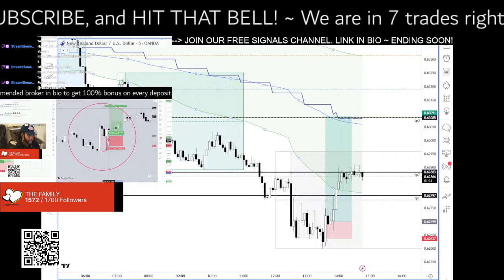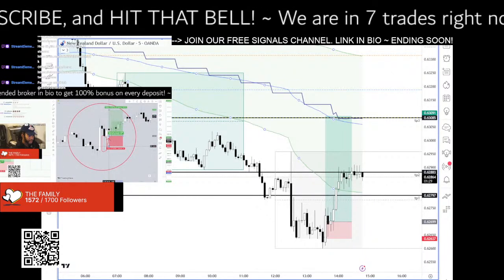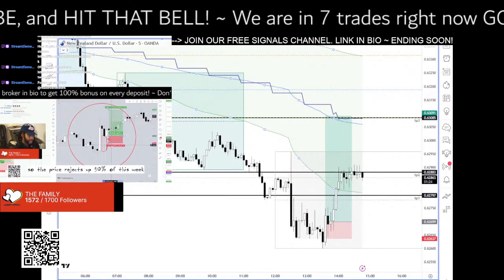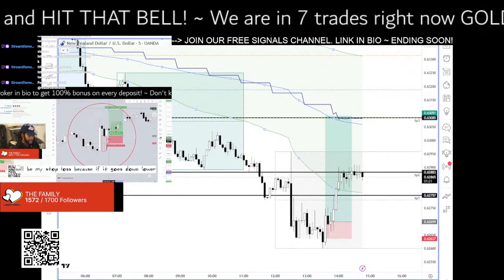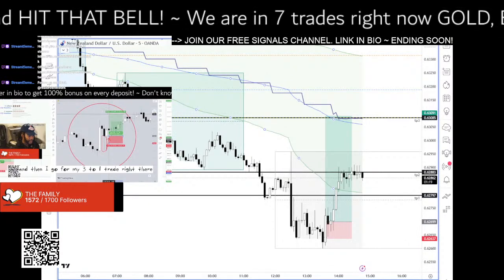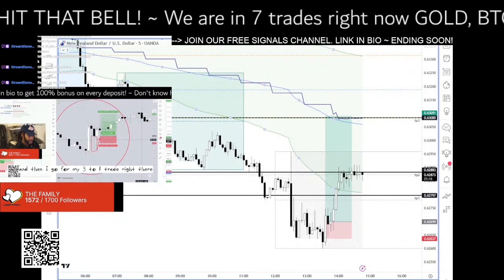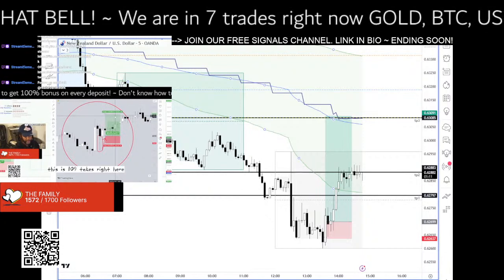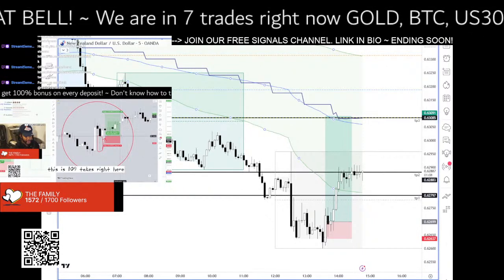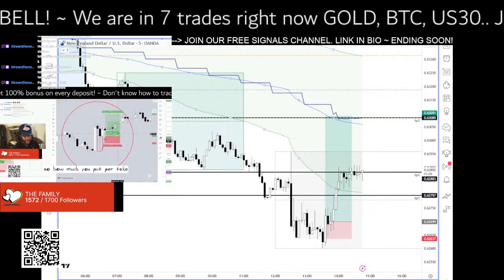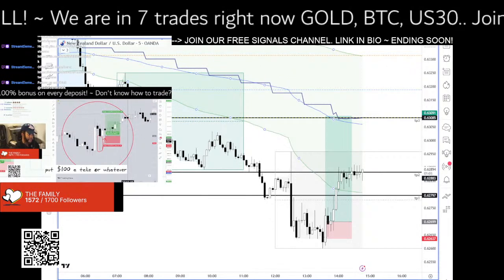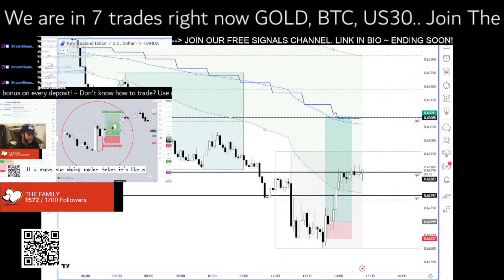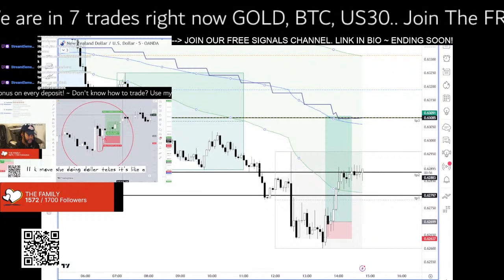So the price rejects up. 50% of this wick will be my stop loss, because if it goes down lower, I'm out. And then I'll go for my 3-to-1 trade right there. That's a 3-to-1 trade. This is 109 ticks right here. So how much you put per tick? If you put $100 a tick or whatever, you're making 11K right there on this one move.